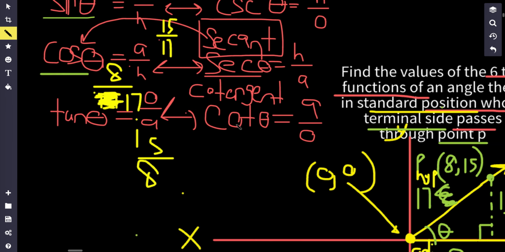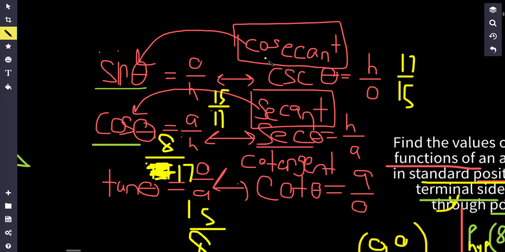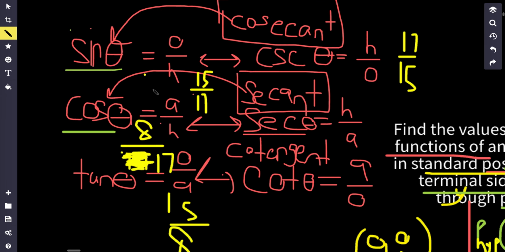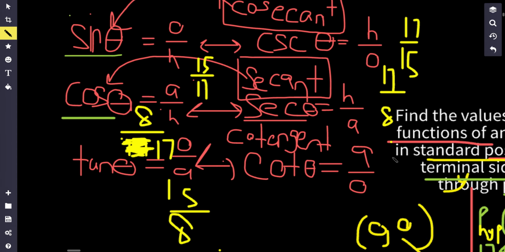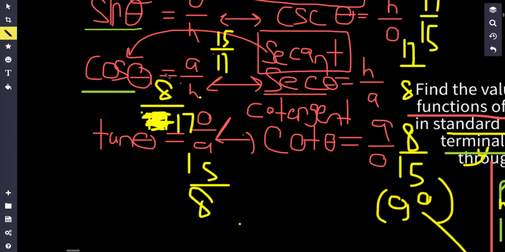All right. And for the reciprocal trig functions, it's literally the exact same thing, except you just flip the numerator and the denominator. So cosecant of theta is going to be 17 over 15, because cosecant and sine are reciprocal trig functions. So cosecant is the reciprocal of sine. Cosine we know is 8 over 17, so secant has to be 17 over 8. Tangent is 15 over 8, so cotangent has to be 8 over 15. It's just going to be the same thing but flipped.